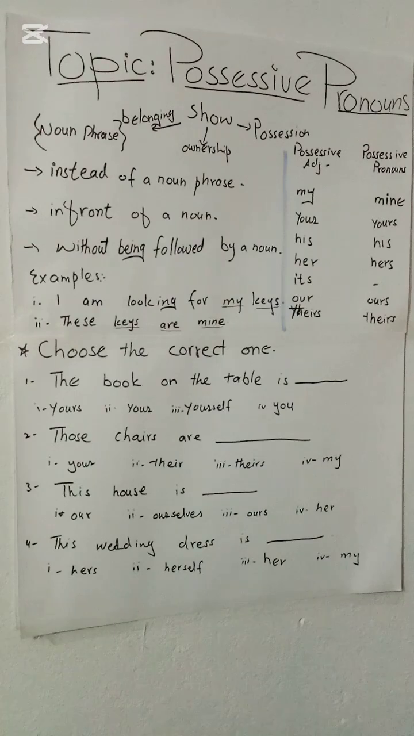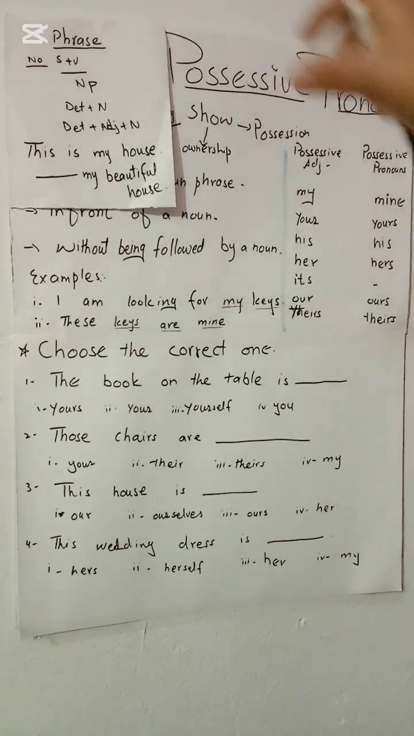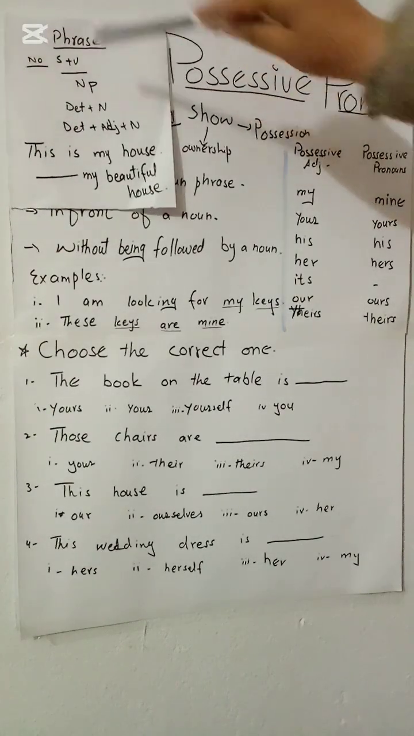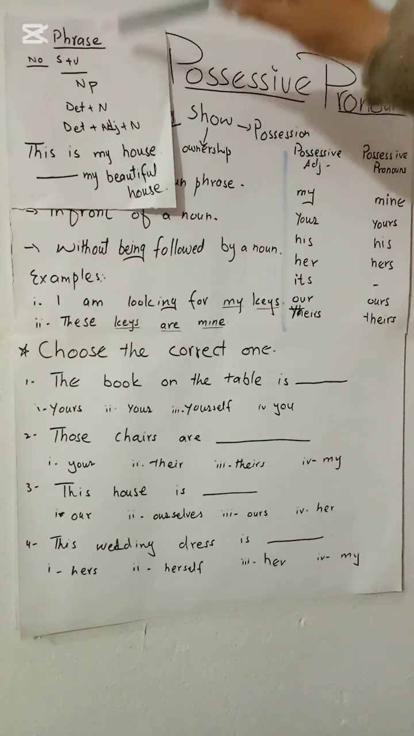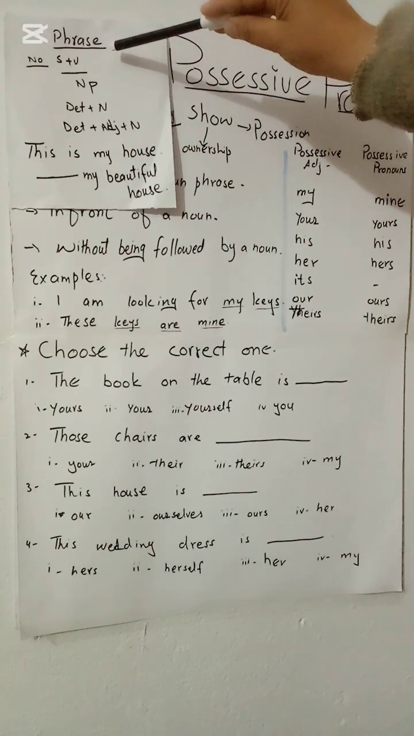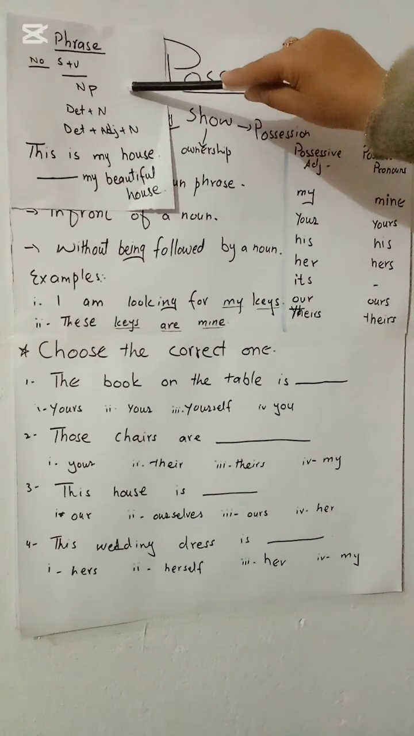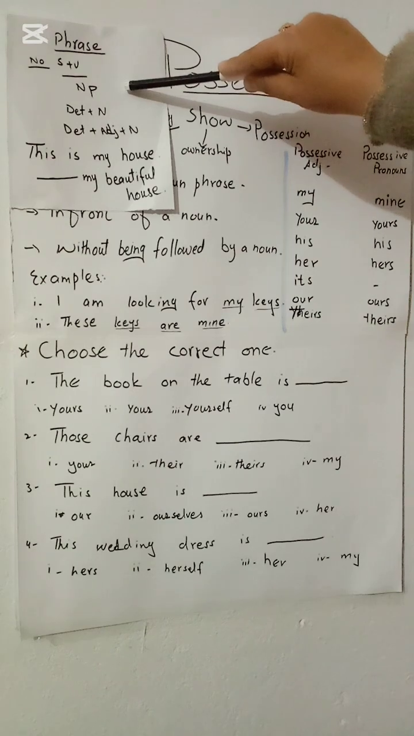What is a phrase? You know that a phrase is a combination of two or more words, where we don't have the combination of subject plus verb together. We will have some words together, but not subject plus verb. And what is a noun phrase? A noun phrase is a group of words which does the work of a noun, or functions as a noun.